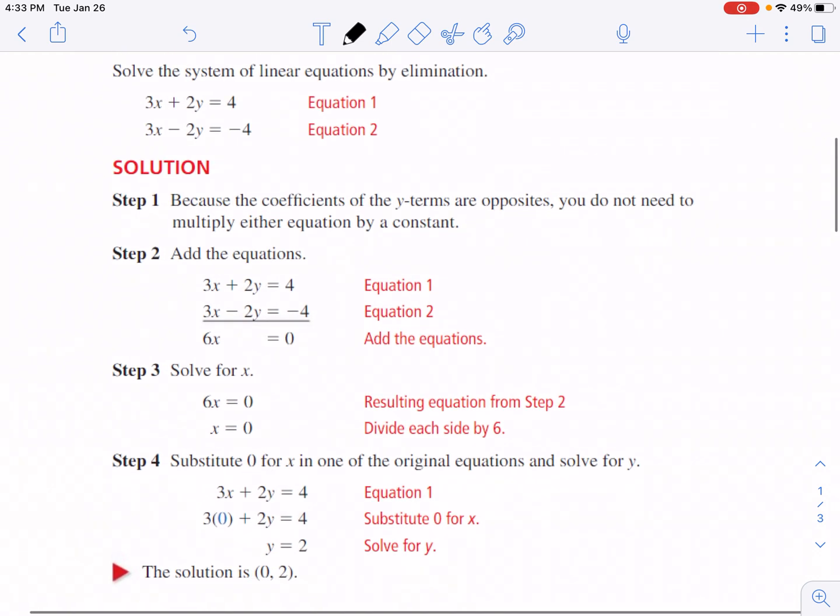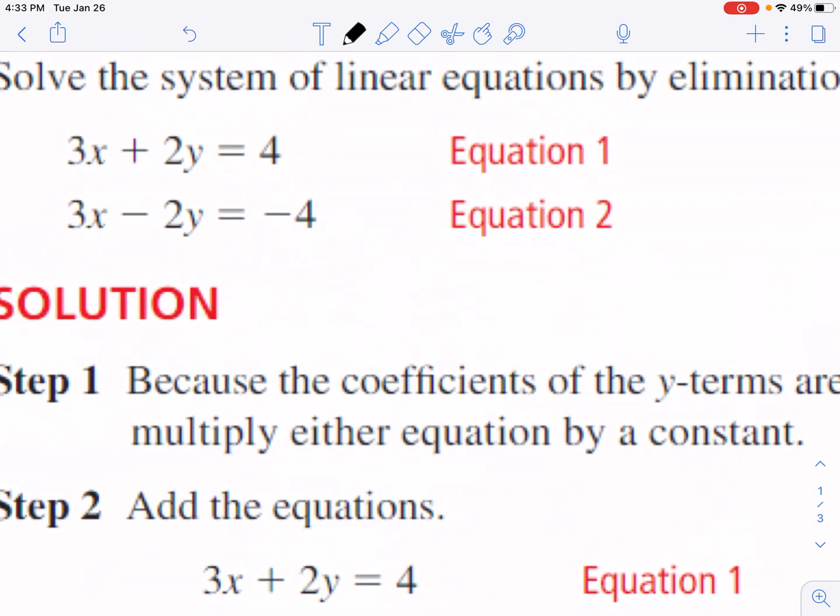For instance, when we look at this example here, it says solve the system of linear equations by elimination. Notice, 3 is the coefficient of x in the first equation, and 3 is the coefficient of x in the second equation. But are those opposite coefficients? No, because they're both positive. We need a positive and a negative, okay? However, if we look at the 2y, the coefficient of y in the first equation is a positive 2, and in the second equation, it's a negative 2. So those are opposite coefficients. That's what we're looking for, okay?